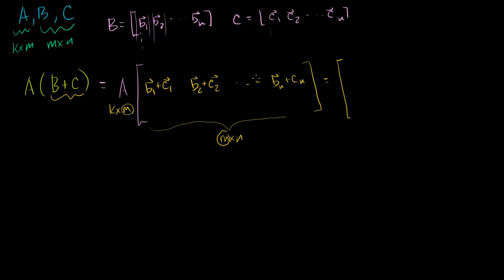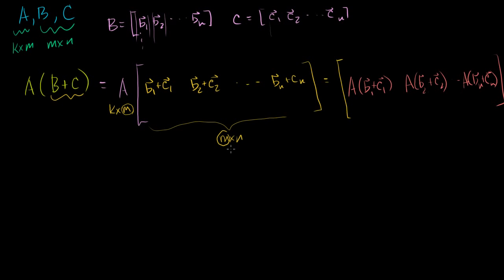And this is going to be equal to A times the column vector B1 plus C1. The second column is going to be A times the column vector B2 plus C2. I'm running out of space. It's going to be all the way to A times the column vector Bn plus Cn. This is our definition of matrix products. You just take the first matrix and multiply it times each of the column vectors of the second matrix. And we can say that because we've already defined matrix vector products.